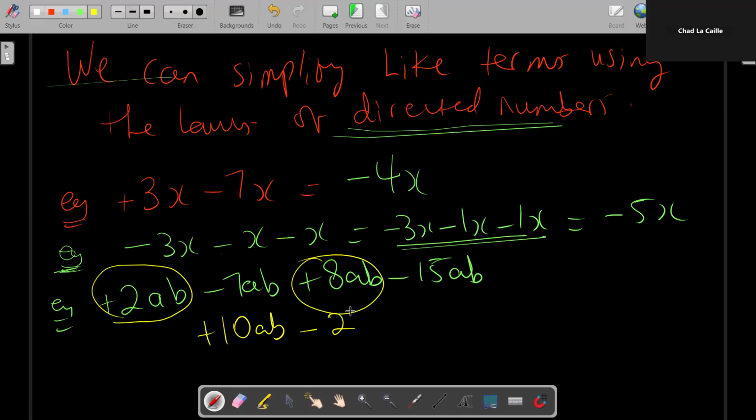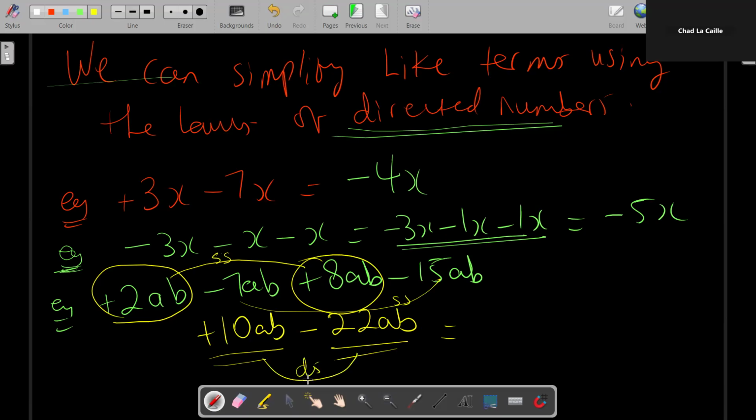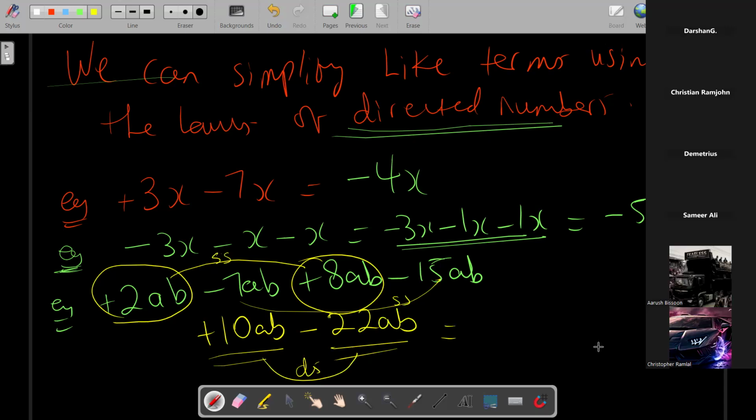All right, hold up. We simplify these two first. We get 10ab, then we simplify these two after, and we get minus 22ab. Now we're going to apply the different signs law. Everybody agree? We apply the same signs law here, for same sign. Now we're going to apply the different signs law here. So since the 22 is bigger than the 10, it will be 10 take away 22, which will be 12, which will be negative 12ab. Excellent work.